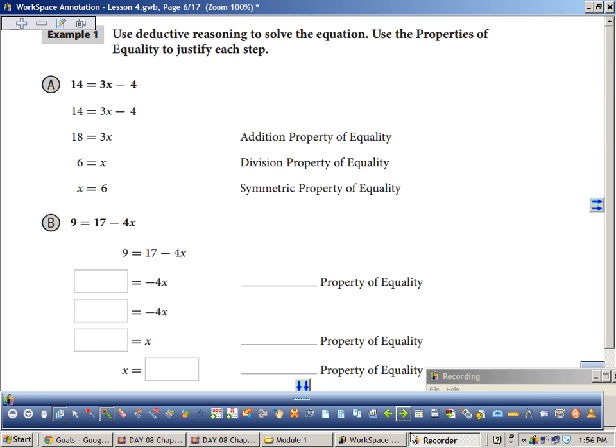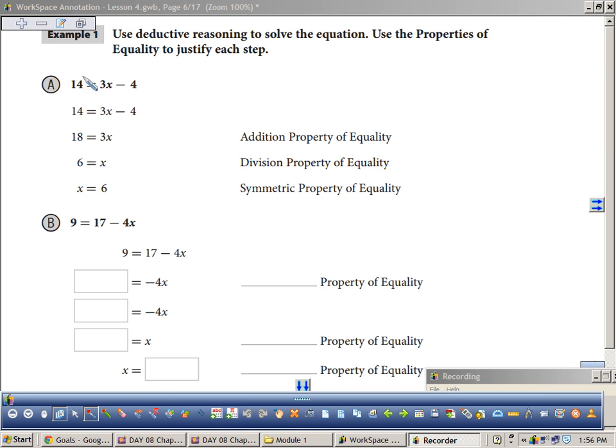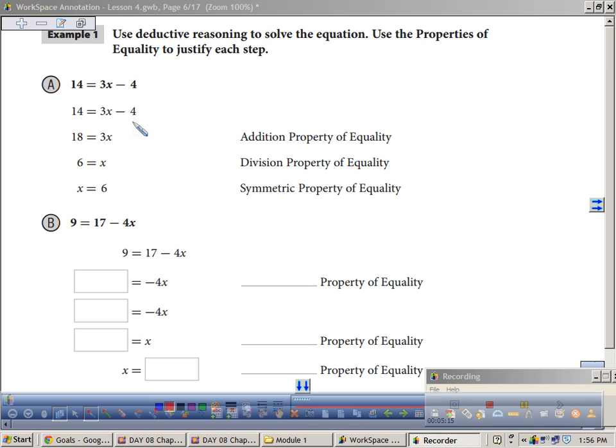Everybody's good? Fantastic. Okay, use deductive reasoning to solve the equation. Basically, we're going to do the same thing that you've done in Algebra 1, but we're just going to write our statements. Some of you, if you had Algebra 1 here, probably did this already in last year's class. So, to get from 14 equals 3x minus 4 to 18 equals 3x, what did they do to get from here to here? Good. You added 4 to both sides. So, that property would be the addition property of equality.